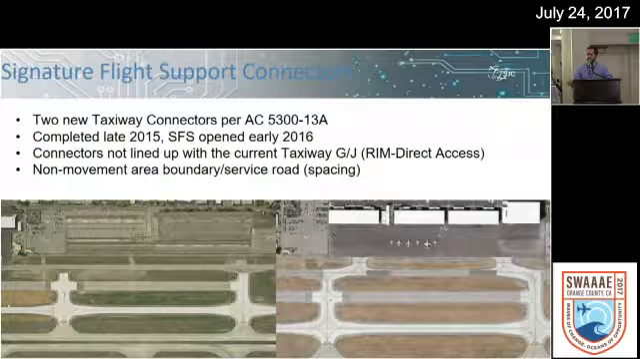However, with the connectors not being lined up to the current taxiways, for a purpose, for direct access, which is going to be the issue in the next slide here, I wanted to mention that, and also the non-movement area boundary line and service road, just kind of the spacing and the depth of the ramp you can see in the bottom right picture. It's just really not there. It's kind of difficult. You have the service road just to the west of that non-movement area boundary line at the taxiway connectors, so there's not a whole lot of room to put additional signage there, that type of stuff. So I'm going to talk about that in the next slide.